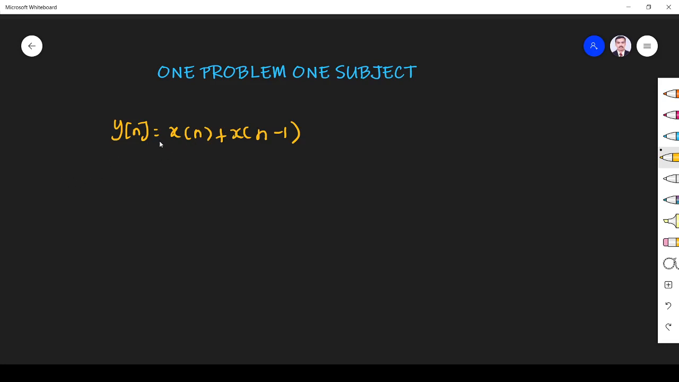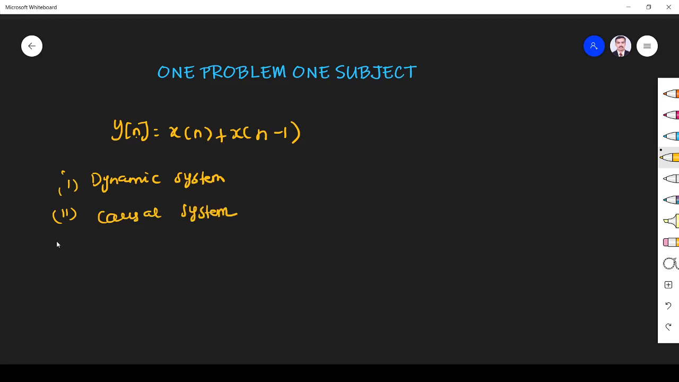First thing is, what is this? It is a dynamic system. Fine. So why is it a dynamic system? Present output depends on past input. So it is a dynamic system. Second thing is whether it is causal or non-causal. Present output doesn't depend on future input. It depends on only present input and past input. So it is a causal system.